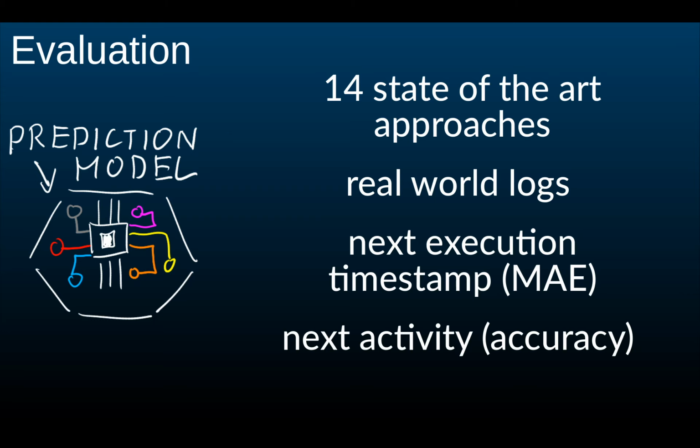Two prediction tasks were performed and analyzed. The prediction of the next activity to be executed, which was analyzed using prediction accuracy, so how frequently the predicted activity was equal to the real next activity based on the trace, and the prediction of the next execution event timestamp. Here we apply mean absolute error. The latter gives us the mean deviation between the predicted timestamp and the real timestamp in days.